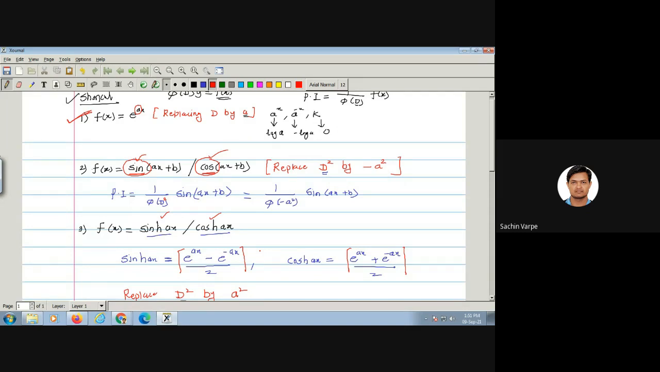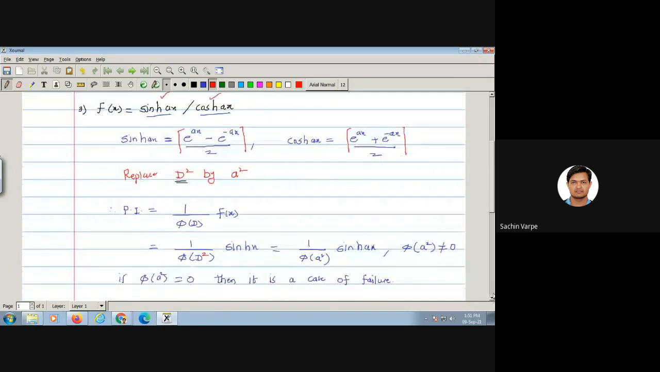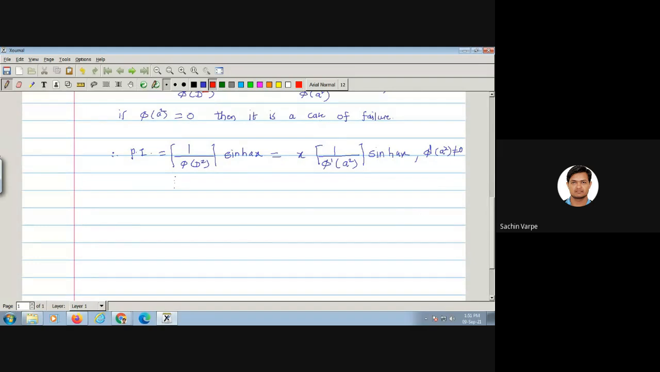So the first question is, question 1. Solve d cube y by dx cube minus 4 dy by dx equals 2 into hyperbolic cos x. Hyperbolic cos 2x actually.